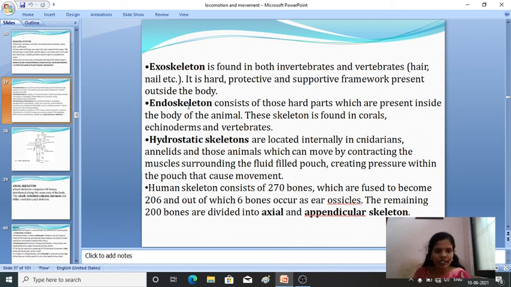Next is the endoskeleton. So endoskeleton, it consists of those hard parts which are present inside the body of the animals. This skeleton is found in corals, echinoderms, vertebrates, etc.